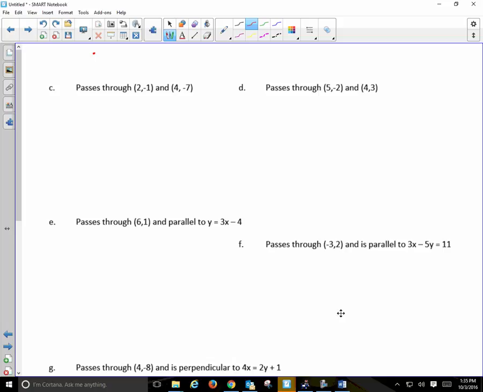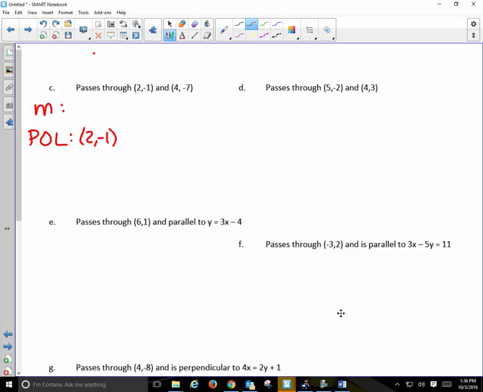Again, the directions are writing equation for a line. I need slope and a point on the line. What's different about this problem compared to the others? There's no slope. So you get to pick which point you want, whichever one you want. I don't care.